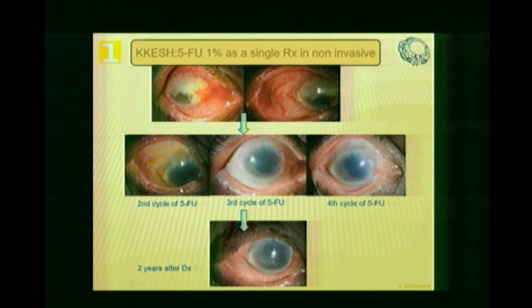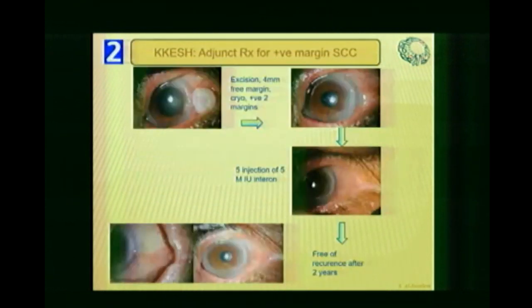So we used 5-FU alone, and this is the appearance, marked improvement. Look at this picture. And here, after 2 cycles of only 5-FU, after 3 cycles of 5-FU, and after 4 cycles of 5-FU. And this is the picture of the patient 2 years after diagnosis.